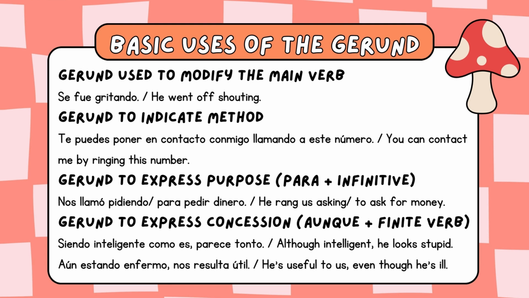Another use is the gerund to express concession. In this case, in Spanish, we will use aunque plus a finite verb. The Spanish gerund occasionally signifies although, often in combination with aún, even. Like, for example, siendo inteligente como es, parece tonto, although intelligent, he looks stupid. Aún estando enfermo, nos resulta útil. He's useful to us, even though he is ill.